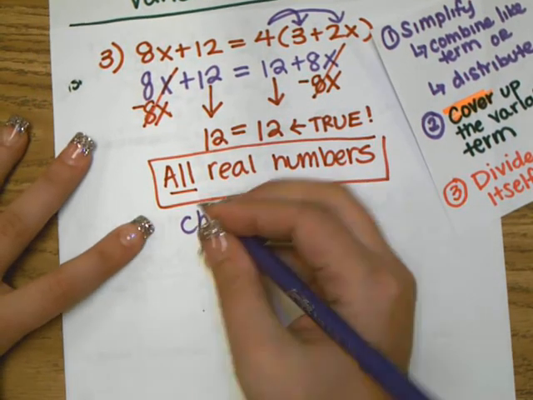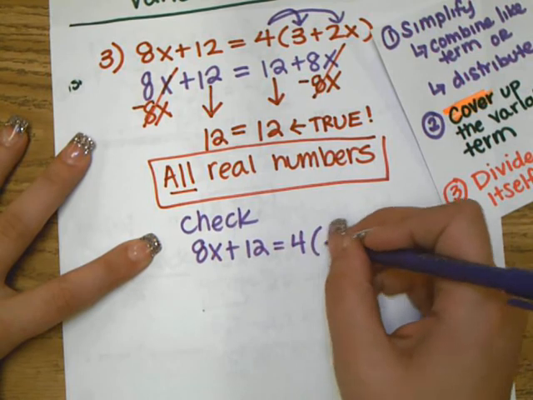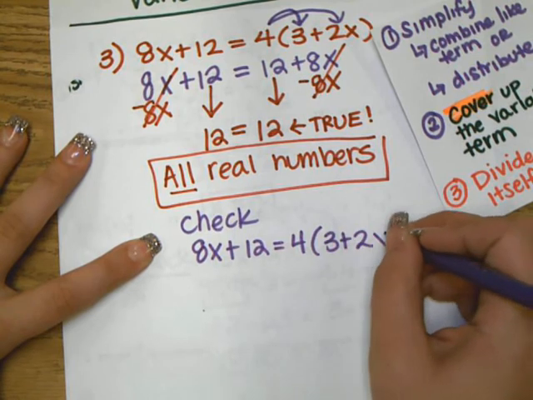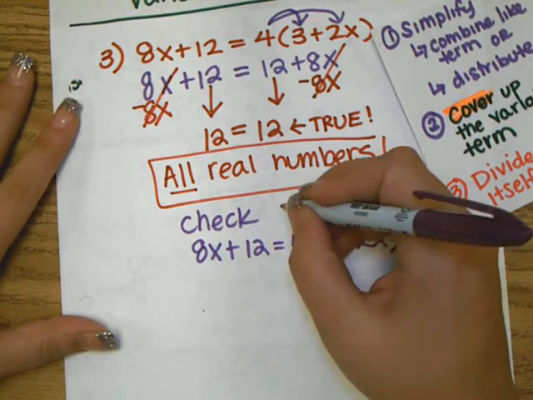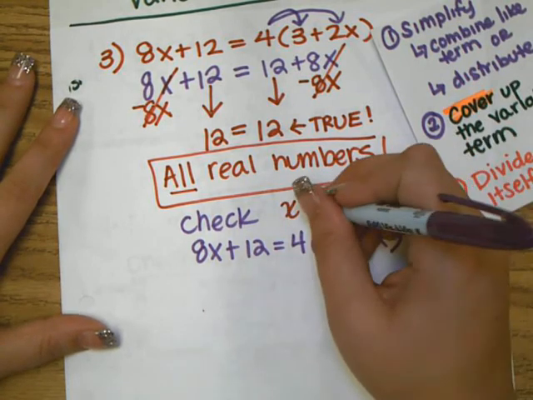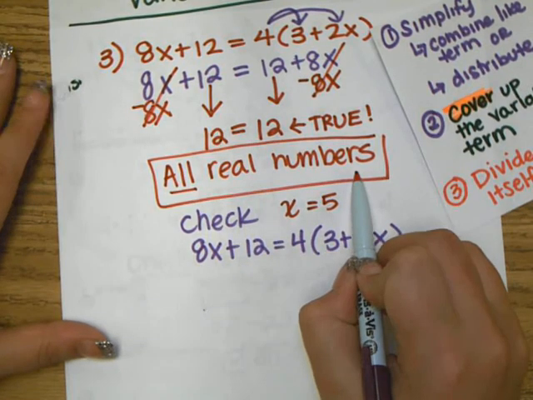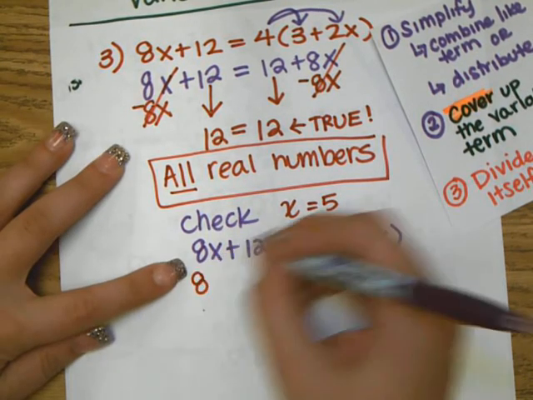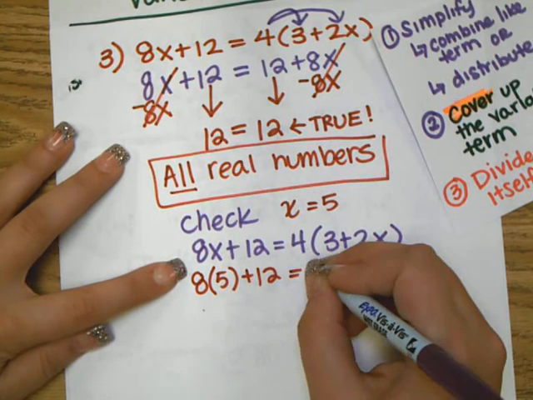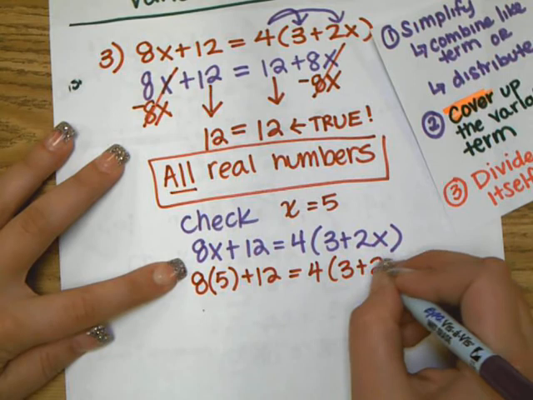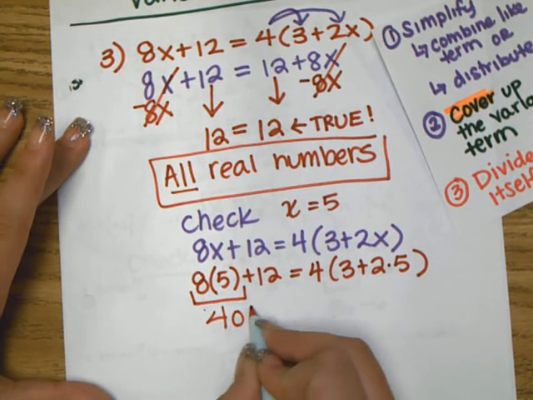So if we were to check this, I want to make sure you understand what all real numbers means. If I take my equation, I could pick whatever number I want. So you can go ahead, pick whatever number you want x to be. I'm going to pick 5. Pick whatever number you want. This means any number is going to work.